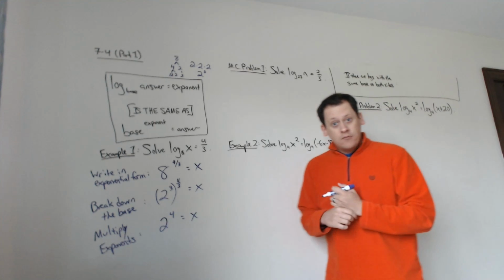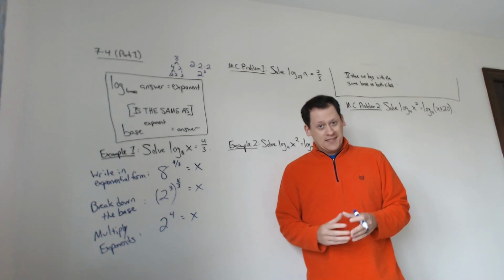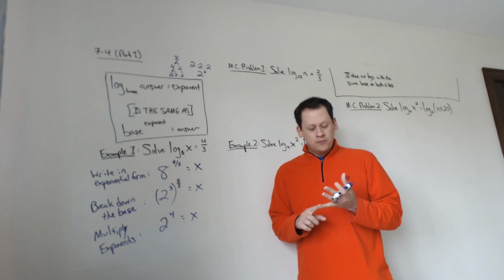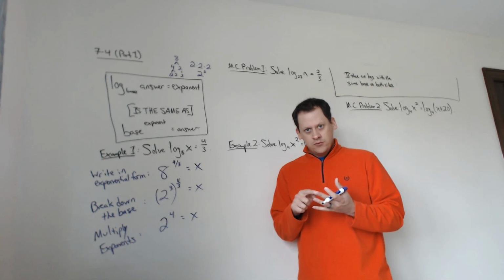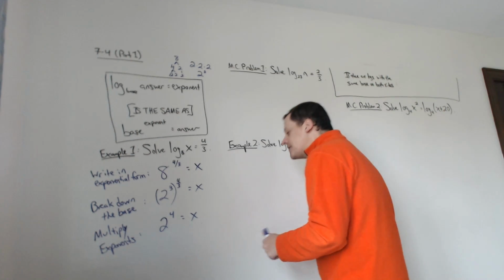That's great, but it would be better if we knew what 2 to the 4th power was. That's 2 times 2 times 2 times 2. 2 times 2 is 4. Times 2 is 8. Times 2 again. That's 16.